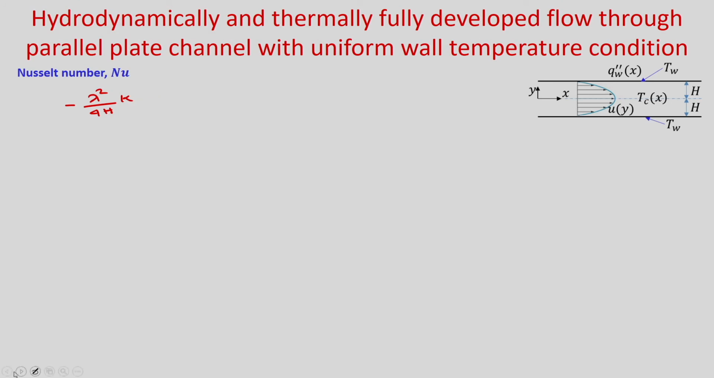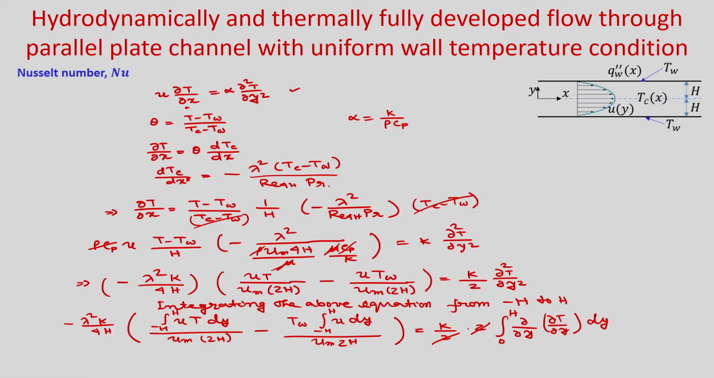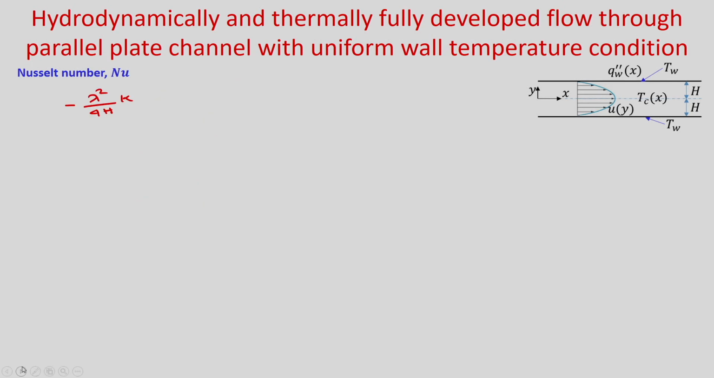Okay. Now, you see this term minus h to h ut dy divided by um into 2h. So, that means it is your mean temperature, right, mean temperature definition. And this is minus h to h u dy, so this is your um into 2h, because this is the mean velocity into 2h. So, obviously this will get cancelled. So, you will get Tm minus Tw.